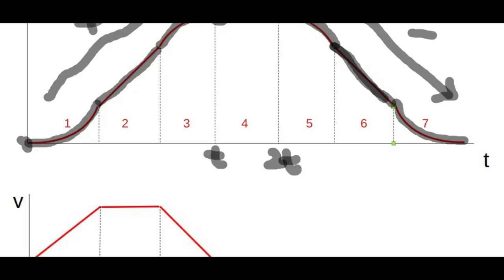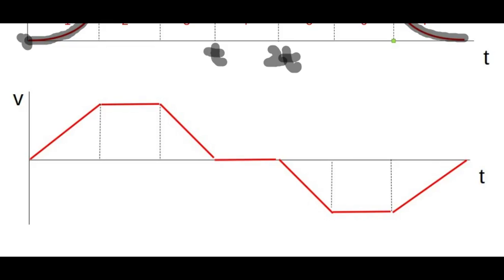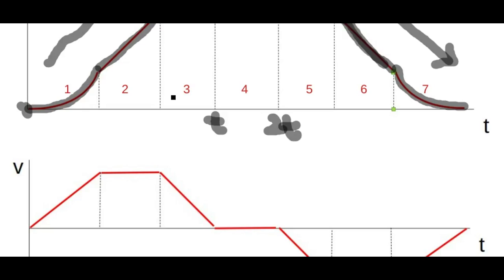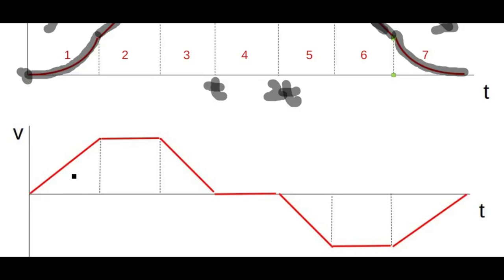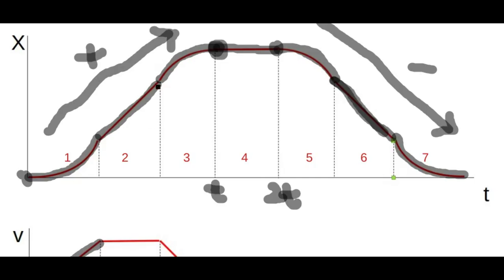Now let's move on to the velocity versus time graph. So we keep the same names, regions 1, 2, 3, 4, 5, 6 and 7. Region 1 here is speeding up in the positive direction. The velocity versus time graph clearly shows that velocity is now changing, and this second region was constant speed in the positive direction.